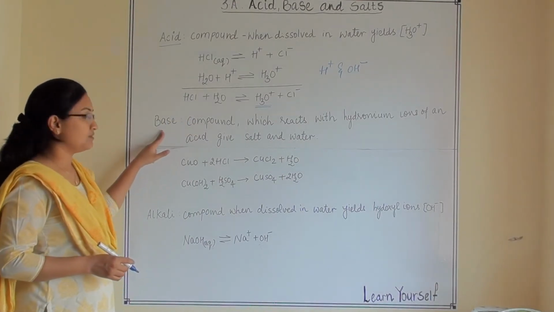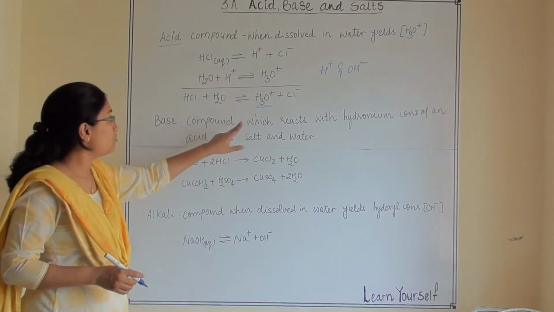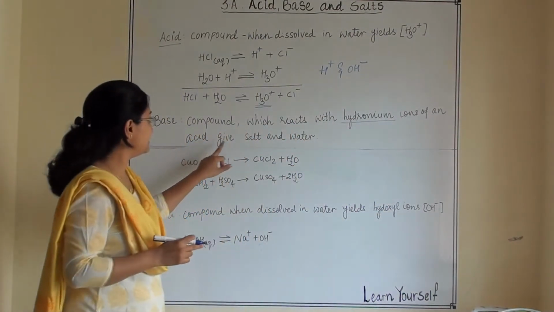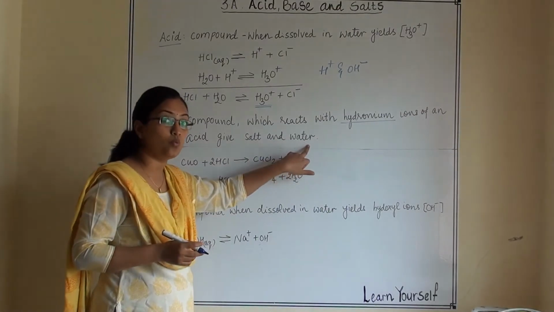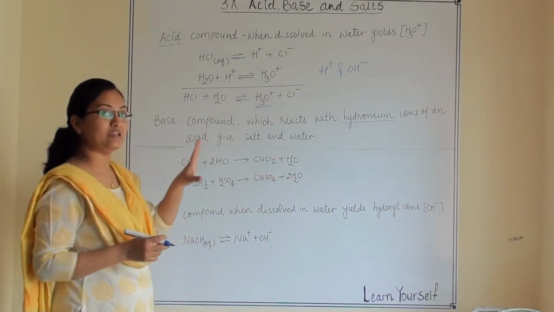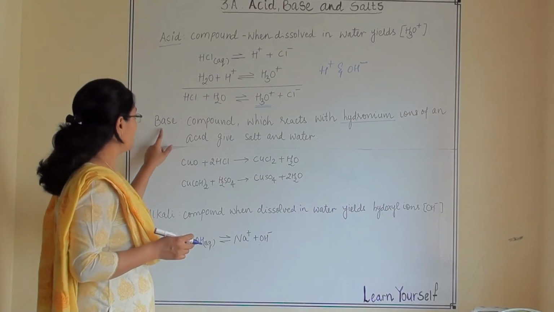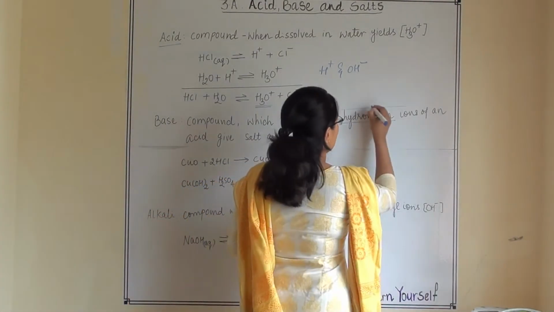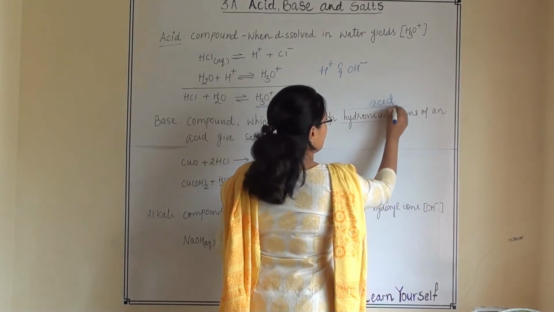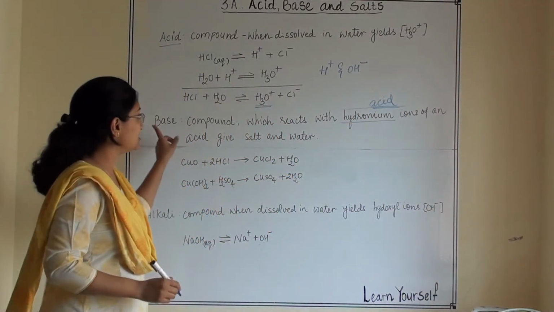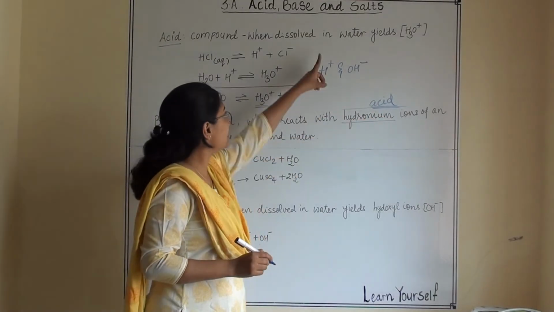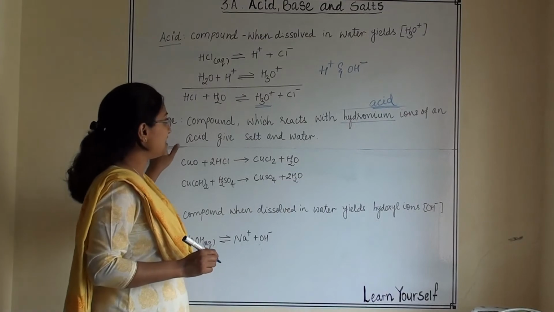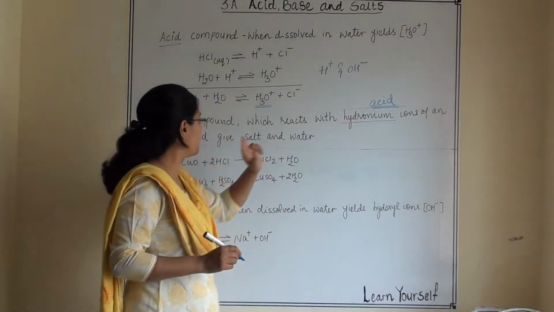Then base. What are the bases? A compound which reacts with the hydronium ion of an acid gives salt and water. This is the same as the neutralization reaction. So a base will react with the hydronium ion as good as when it is reacting with acid, because acid gives you hydronium ion, and here they have given that when a base reacts with hydronium ion, it will give you salt and water.